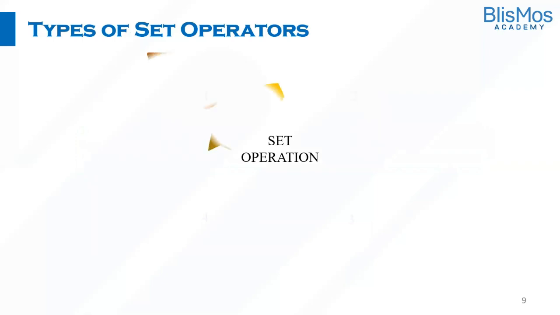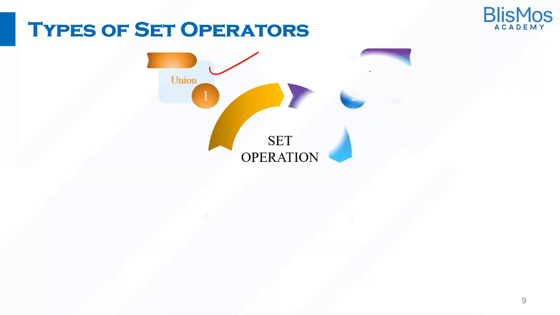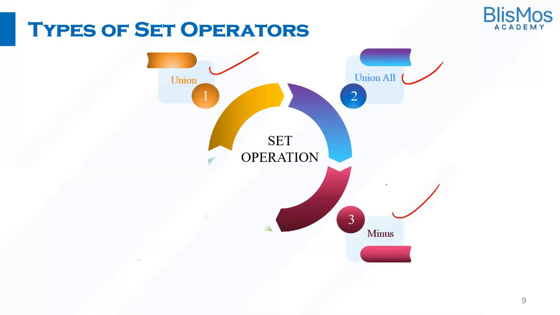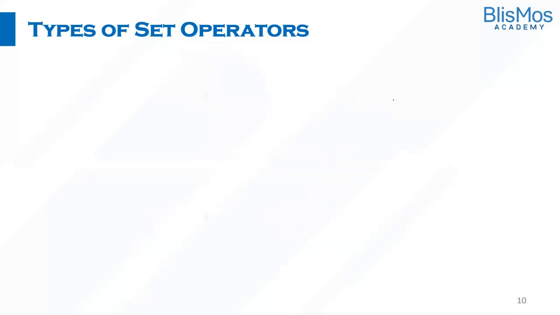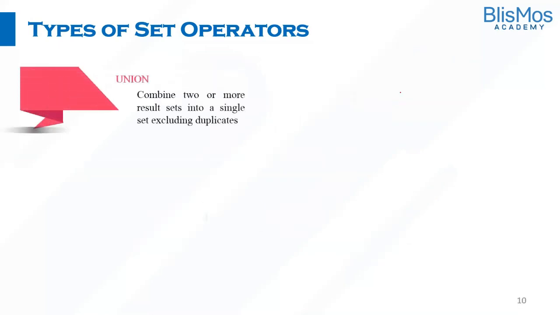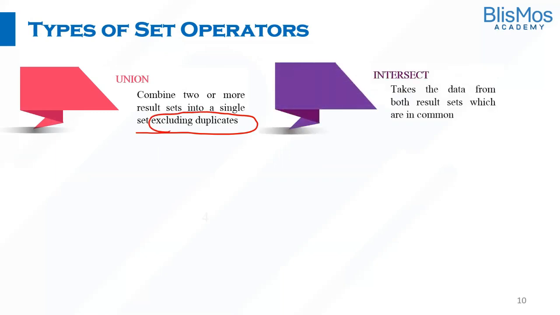And we do have different types of set operators. What are they? First and foremost thing is we have union. The second one is union all. The third one is minus. The fourth one is intersect. Let us look at them at a very, very high level. Union would combine two or more sets into a single set, excluding the duplicates. This is another important thing. Then we have intersect. It takes the data from set 1 and set 2, and only finds the common data between these two sets.